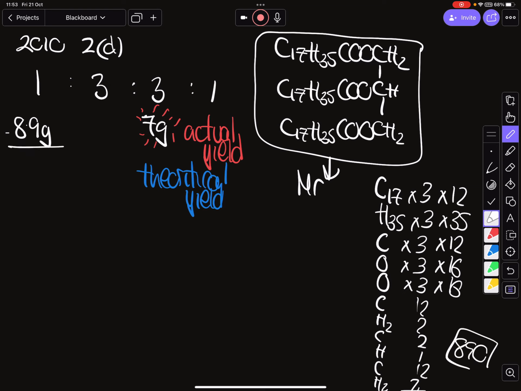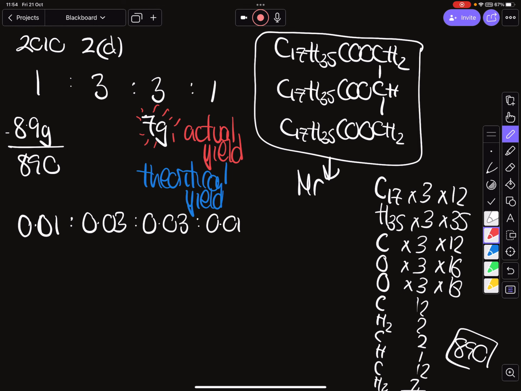So we have 8.9 grams divided by 890 to give us our moles. That gives me 0.01 moles. We always rewrite our ratio as our moles, so that should be 0.01 to 0.03 to 0.03 to 0.01. Okay, and this is the thing that we're going to use then to move forward. So we need to find a theoretical yield of our sodium stearate.